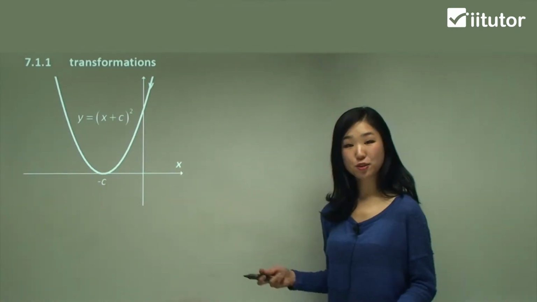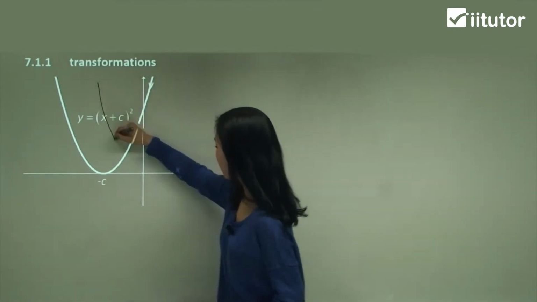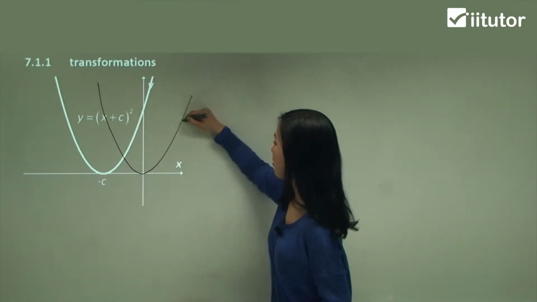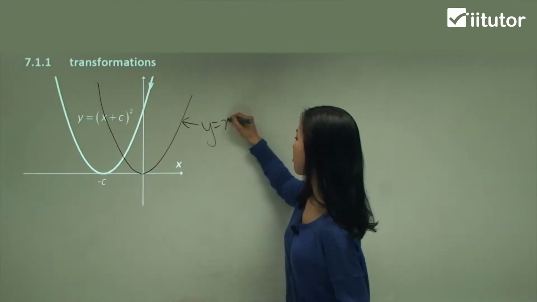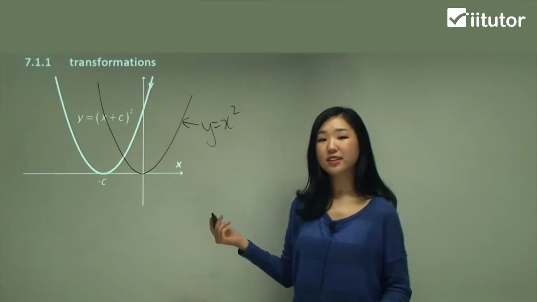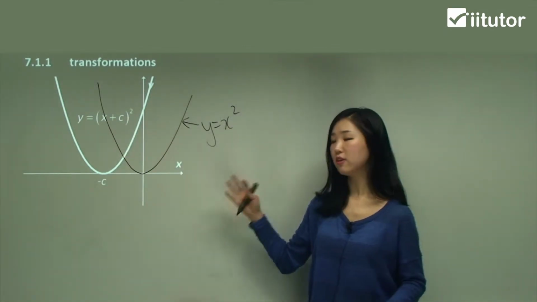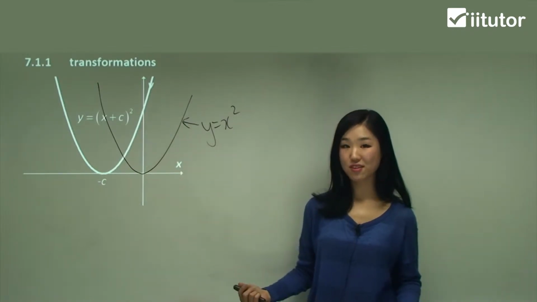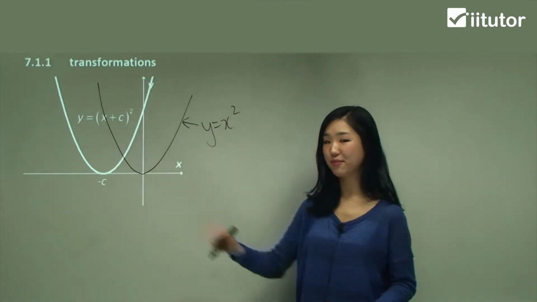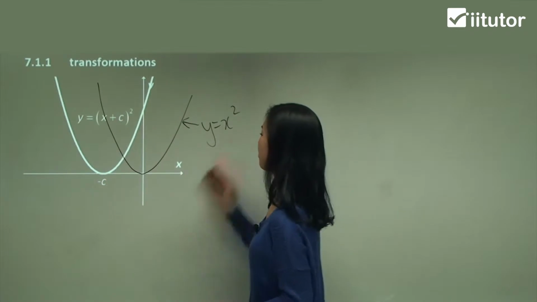If you like, I'll draw you the original graph. This is the original graph of y equals just x squared. If we're adding some amount to x and then squaring the whole thing, just remember we're pushing it to the left. Adding, left. That's again very simple.